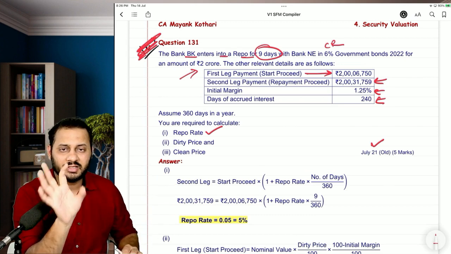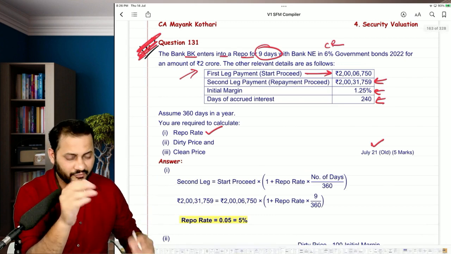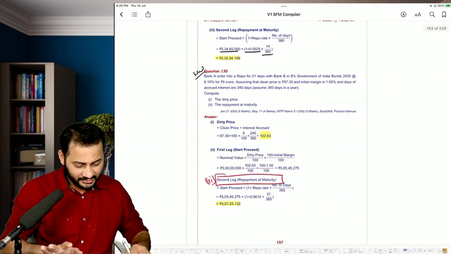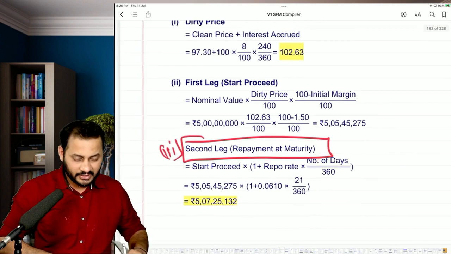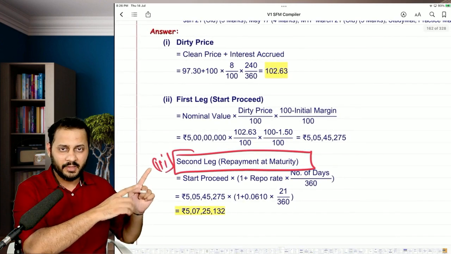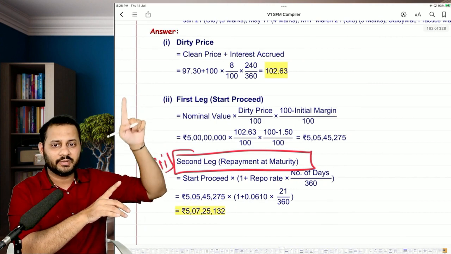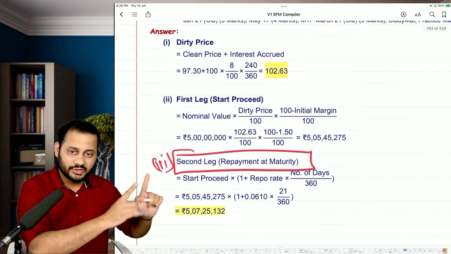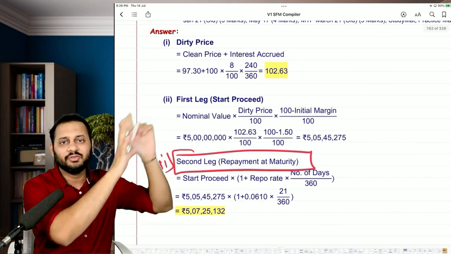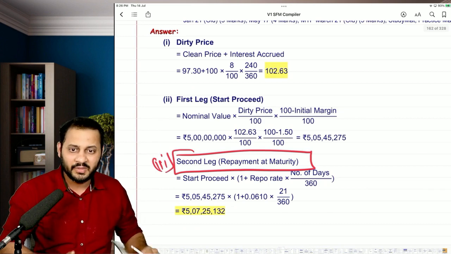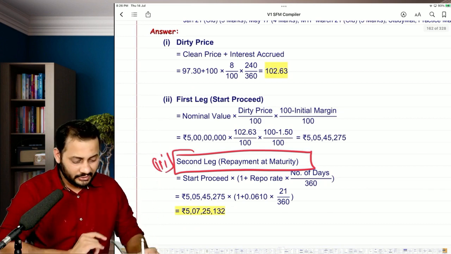Calculation of the second leg. See, if you have to do the reverse calculation, in the previous calculation, you should start from the second leg. In the previous question, we started from dirty price, then first leg, then second leg. Now you start from second leg, then calculate first leg, and then you can calculate the dirty price. Okay. Second leg can be easily calculated with this.